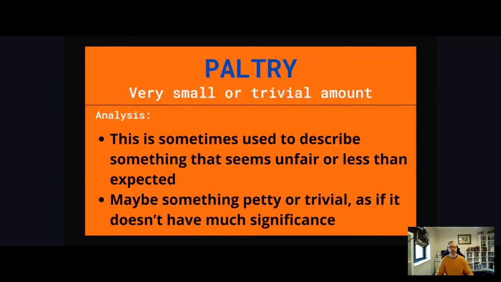Our next word is paltry. This is something very small or a trivial amount. This is sometimes used to describe something that seems unfair or less than expected. It's maybe something petty or trivial as if it doesn't have much significance. So it's about an amount of something.